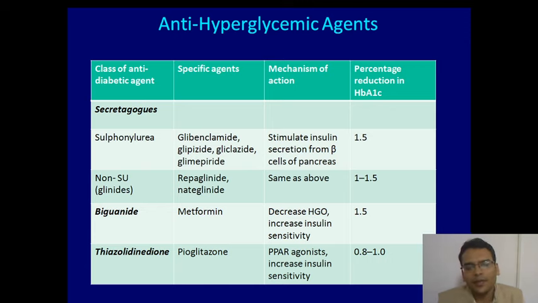For example, if it is introduced in a treatment naive patient, the magnitude of A1C reduction will be much higher as compared to when it is used as a second line therapy or a third line therapy or as a fourth line therapy in a failing patient, when the magnitude of A1C reduction will be lower. Then you have non-SUs, which can cause an A1C reduction of 1 to 1.5%. Metformin, a biguanide, which is the most commonly used drug, could have an A1C reduction of about 1.5%.